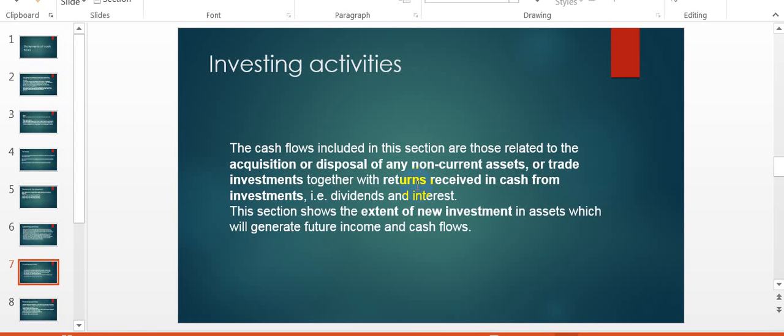Then you sum total and close and transfer your figure to the last column, so that it joins the total of the cash flow from operating activities.